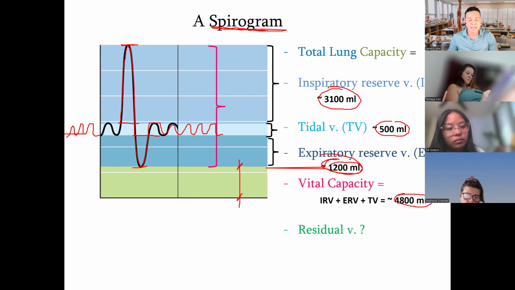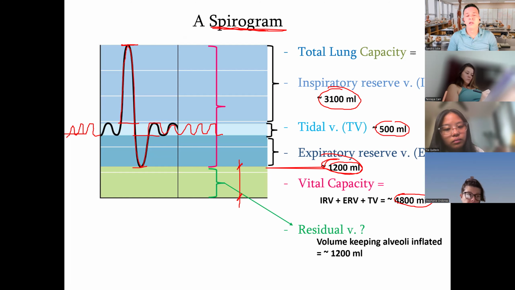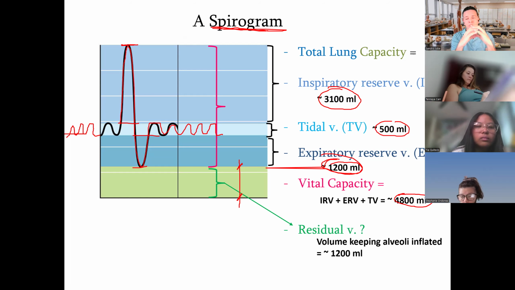Now we can see right here below the graph, below the expiratory reserve, we have this area right here in green. This is what we call the residual volume. What is this residual volume? The residual volume is the amount of air that stays inside of our lung after a maximum exhalation. What is this air doing inside of our lungs, guys? The residual volume is keeping the alveoli inflated. Because if we lose the residual volume, our alveoli will collapse. And that's going to lead to a lung collapse.